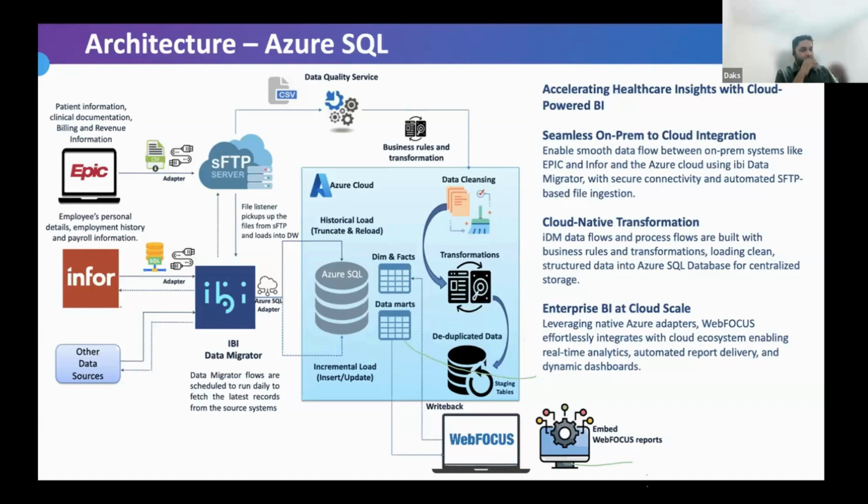So, as a 360 of this slide that you're looking at, this is data integration and enterprise BI at cloud scale, right? That's what the customers are really harnessing with Data Migrator and WebFOCUS. Irrespective of where your data is, this is still a complete solution from one tool stack. Moving on to the next slide.